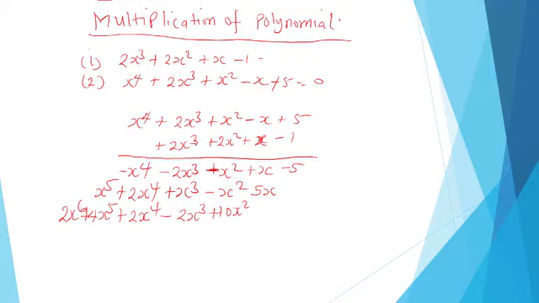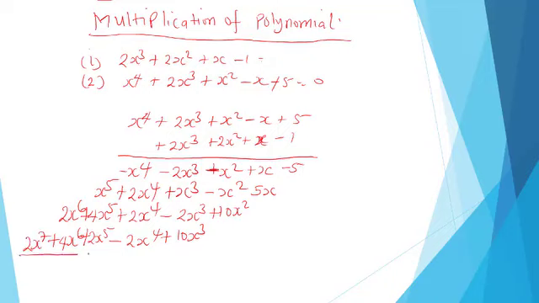2x raised to power 3 times 5 is 10x raised to power 3, which is a plus sign, 10x^3. And the next one now is 2x^3 times minus x, which is minus 2x^4. The next one is this times this, plus 2x^5. And the next one is 4x^6. And the last one is 2x^7.